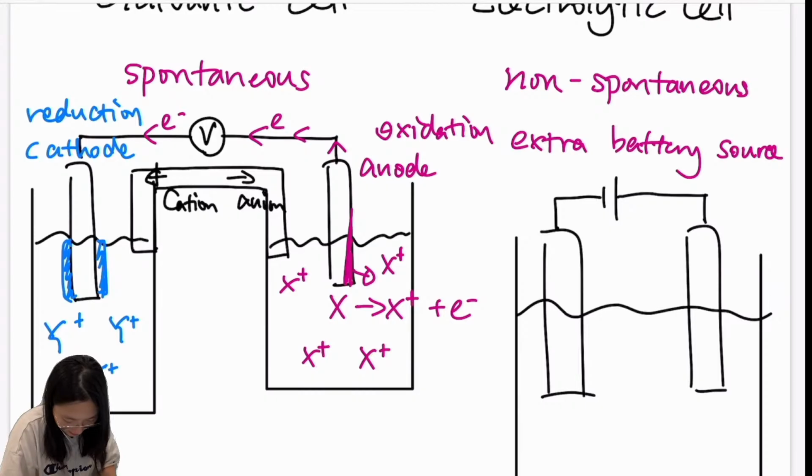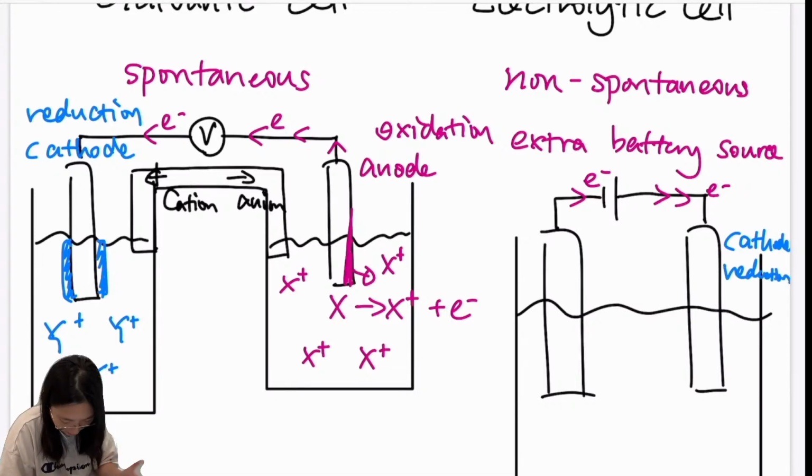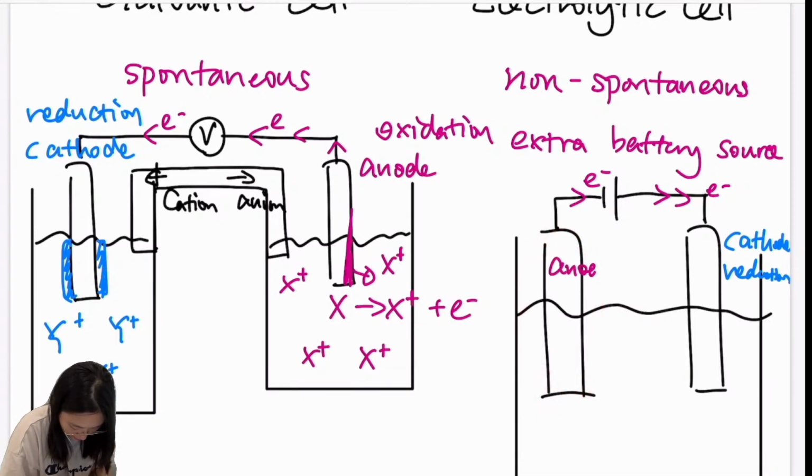So electrons are getting pushed out, moving toward this side. And of course, electrons are moving toward the cathode side. So the reduction is occurring because the cathode is gaining electrons. And then electrons are deprived from the anode side, so it's oxidation going on.